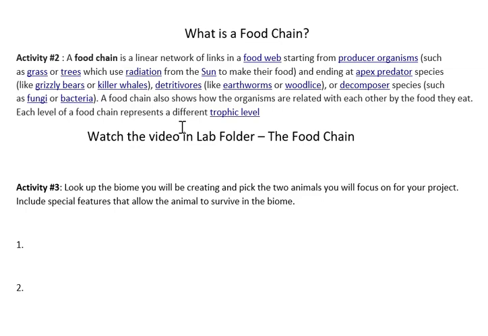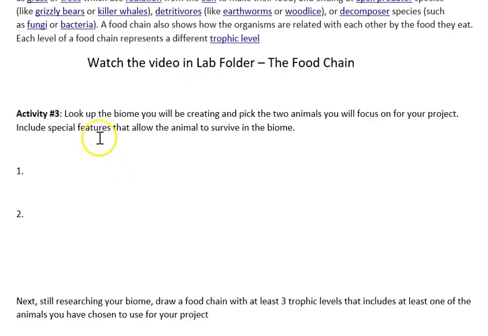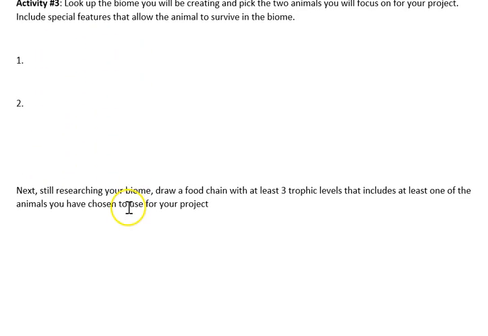Now, the whole purpose of this lab, part of it was just to give you an overview, but the other part was to get you to start thinking about the animals that you're going to pick for your biome. So what I want you to do is look up your biome and then pick 2 animals that you will focus on for your project. You don't have to write everything about them down, but I want you specifically focused on, in this one, what special features or what characteristics of their anatomy and/or their physiology allow them to survive or thrive in that biome. Okay, so we'll look at your 2 animals, and then again I'll be looking for characteristics that allow them to survive in your biome.